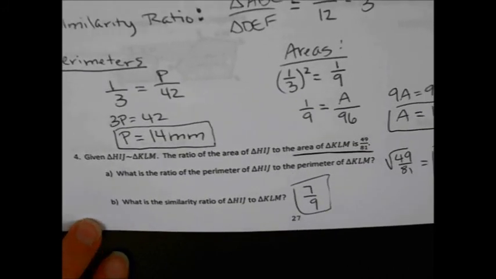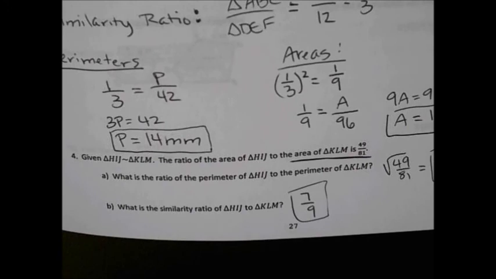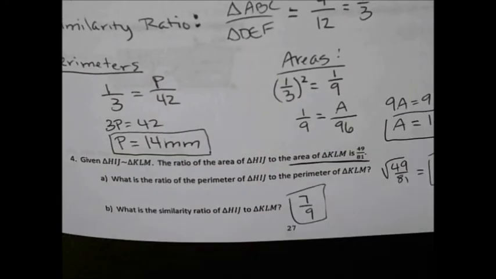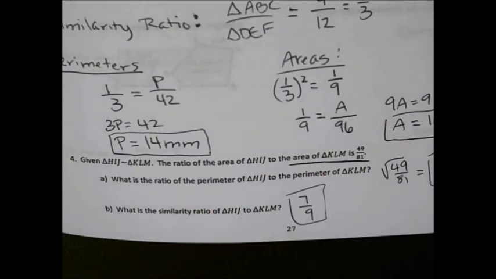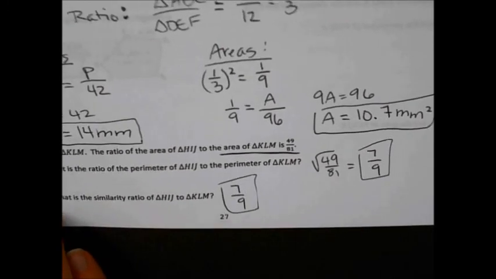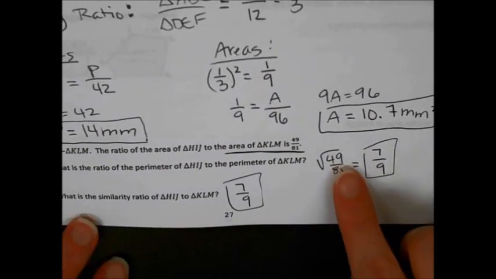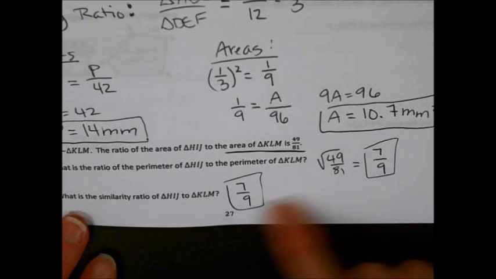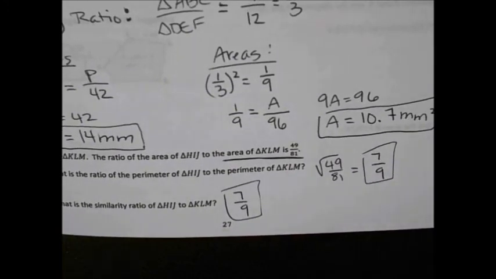Then the last question is super simple. We're given these two similar triangles and we're given the ratio of their areas. So the thing we have to know is that if we're given the ratio of their areas, we're going to have to take the square root in order to get back to the similarity ratio and the ratio of their perimeters. So square root of 49 over 81, we just get 7 over 9. And that's just the answer for both of them. There's no other work there.